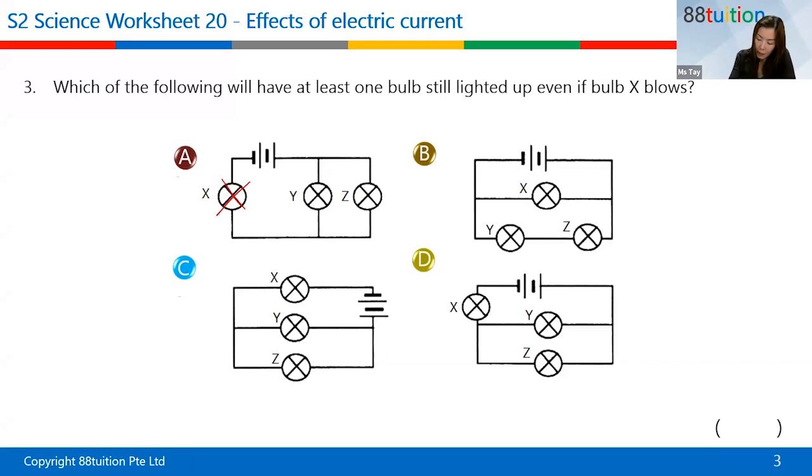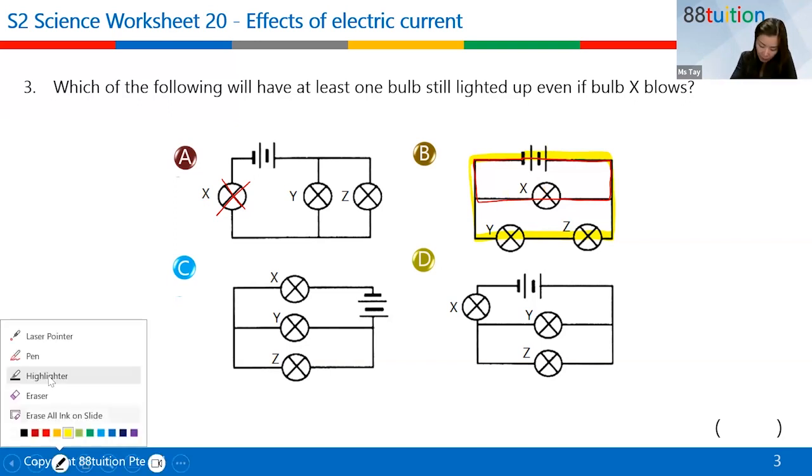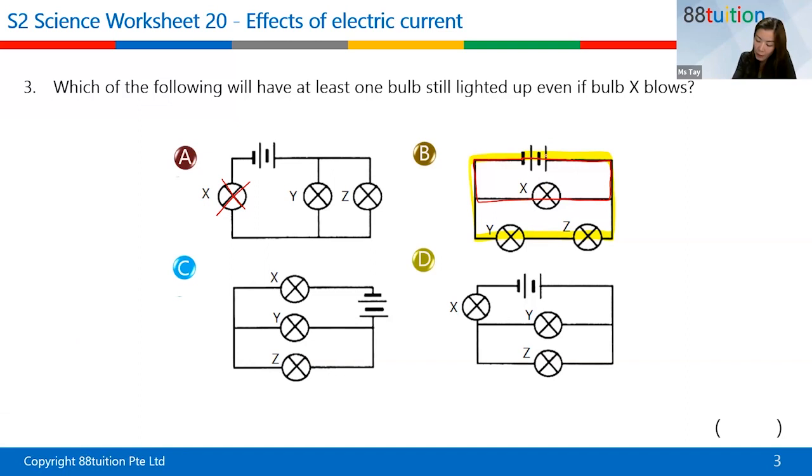So if you look at B, there are actually two paths that current can flow. The second path is actually this one. So it is a parallel arrangement of the light bulbs. Even if X has blown, the electricity will still be flowing through the yellow path. So this will light up. So this must be the answer, isn't it?